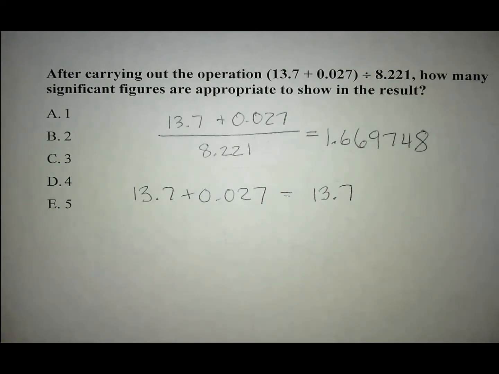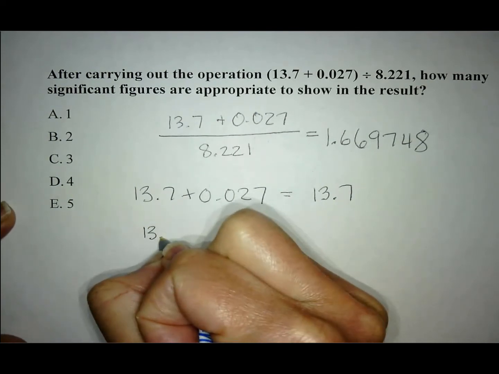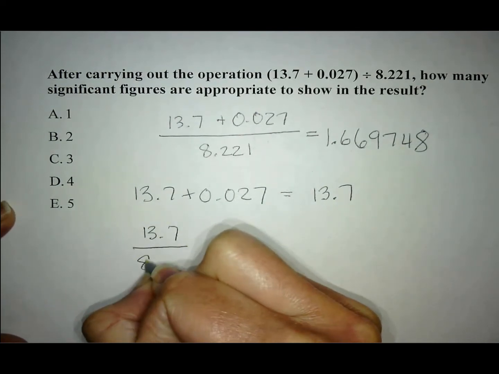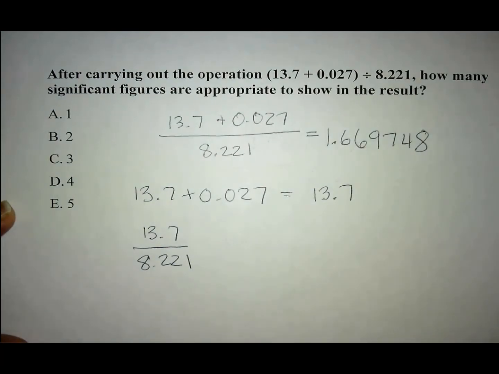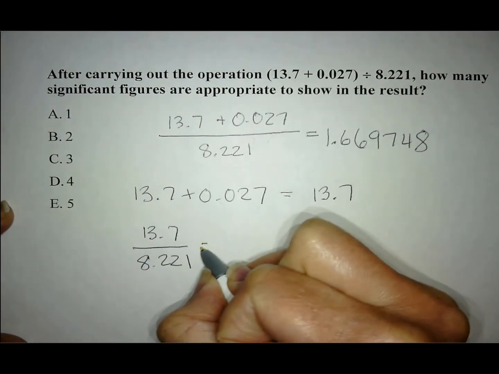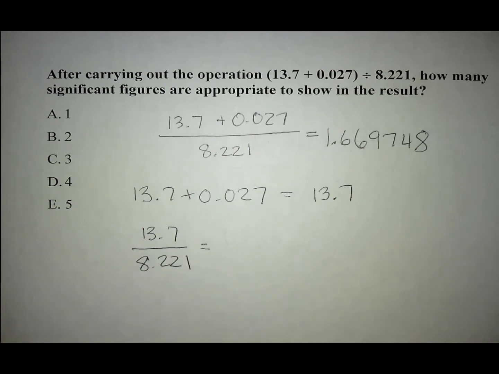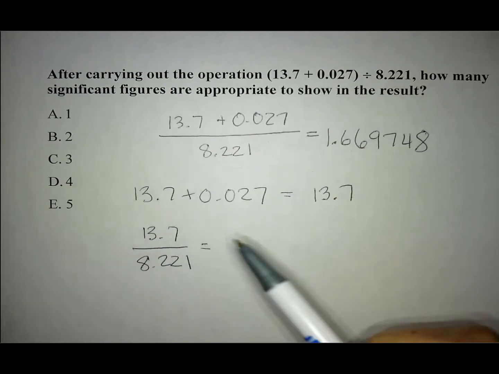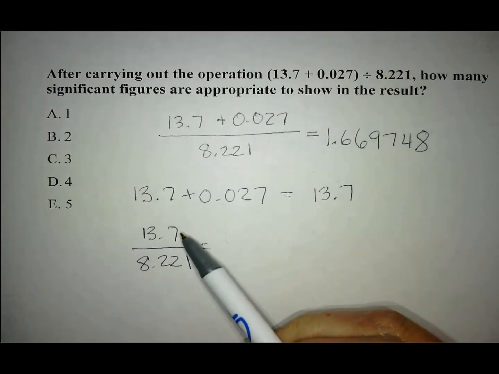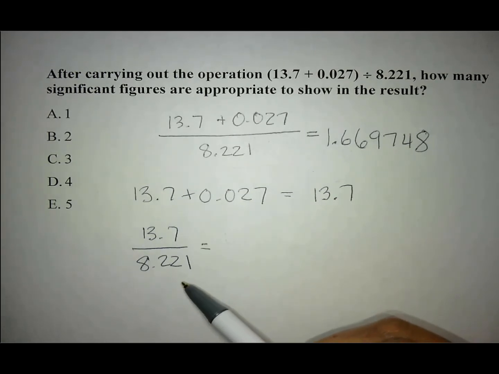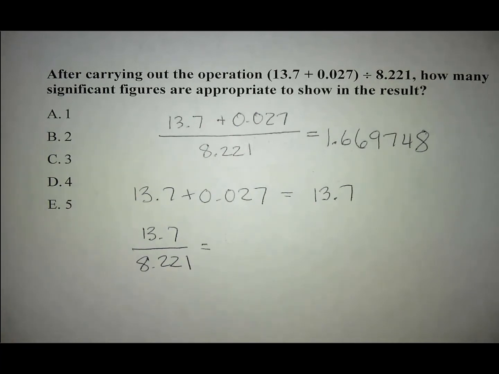Then, after we have completed the first step, which is the addition, rounding appropriately, we can do the second step, which is the division. So we do 13.7 divided by 8.221. And we're going to round this answer to 3 significant figures because our top number has 3 significant figures. The bottom number has 4, which is more, but we can only go with the least significant figures following the multiplication and division rule, which goes by total significant figures.